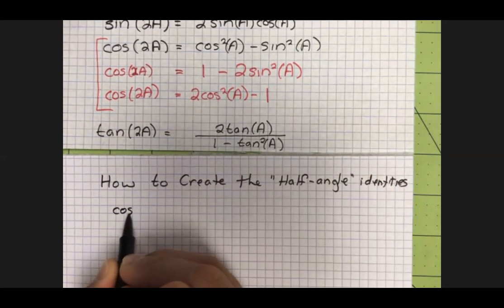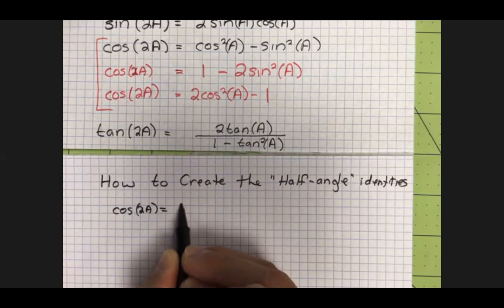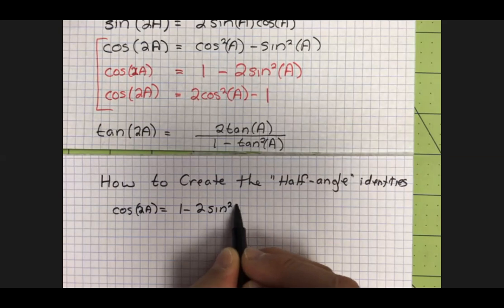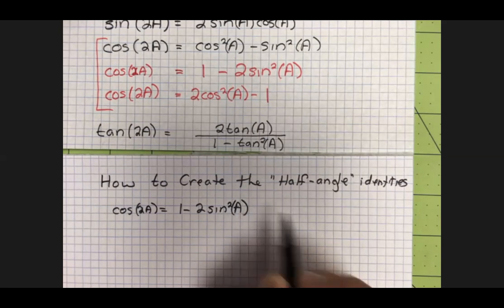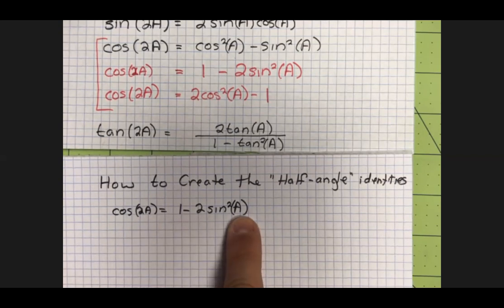So if I have the cosine of 2a is equal to 1 minus 2 sine squared a. You think about this as a double angle formula because you see a and 2a. Just change your perspective. It's a half angle formula too, because here's angle 2a, and here's half that angle a.